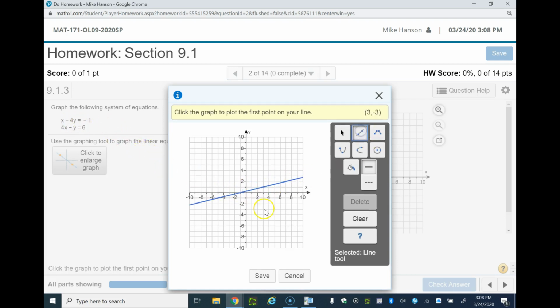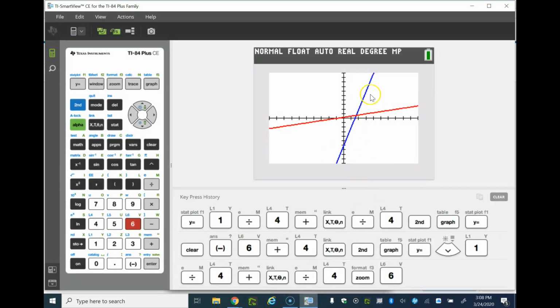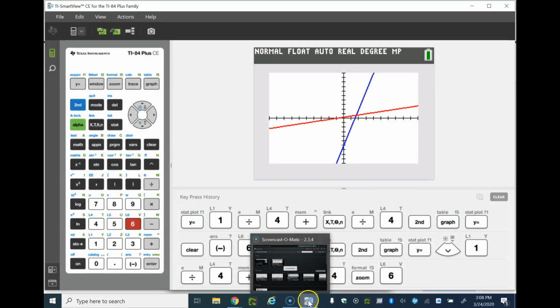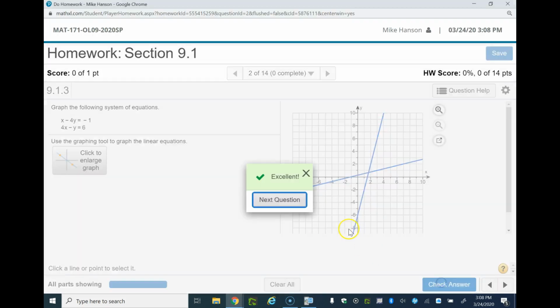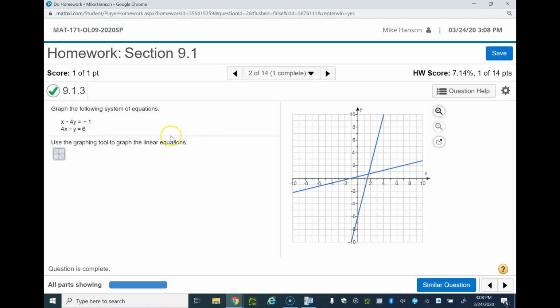Then I click the line tool again and click the other points I found, which were 0, -6, and then 1, -2. It should be right here. Then click. This should match exactly what both of these lines look like in your calculator. So I'll hit save, hit check answer, and I'm done. Again, it's just getting both equations with y by itself, putting them in your calculator, grabbing points, and making your graph.